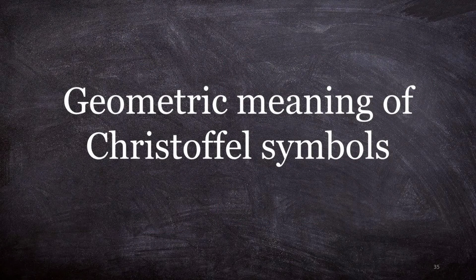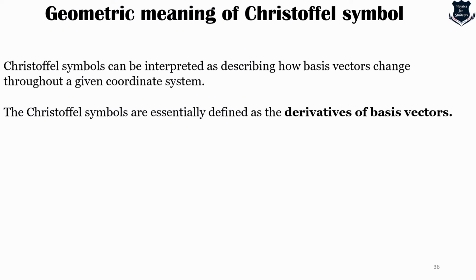Okay, so these are all mathematical calculations, but as always I prefer in the video to show a geometric meaning of Christoffel symbols so that it becomes clear how it looks. Geometrically, Christoffel symbols can be interpreted as describing how basis vectors change through a coordinate system, right? The basis vectors may change because the coordinate system is curvilinear, or due to the geometry of the space as it is curved. So here I have written the Christoffel symbols, essentially defined as the derivatives of basis vectors.